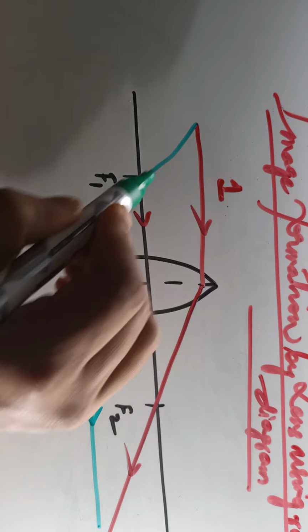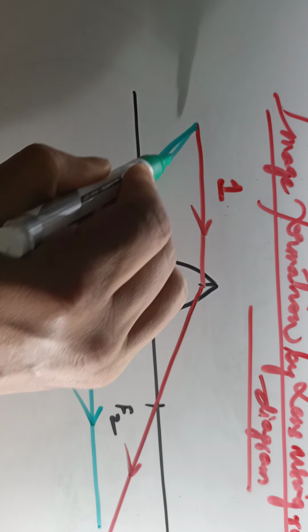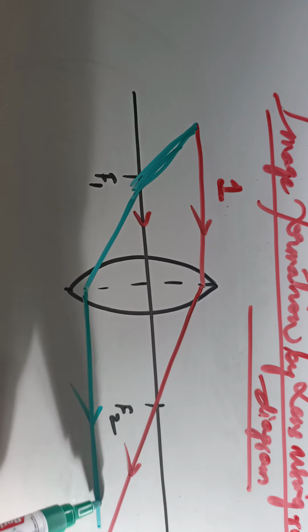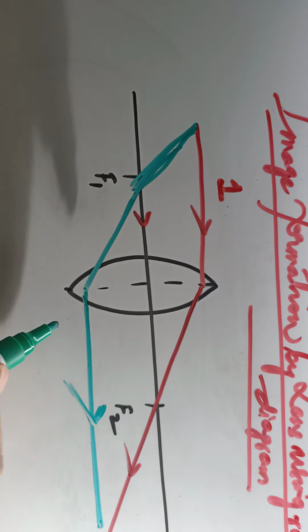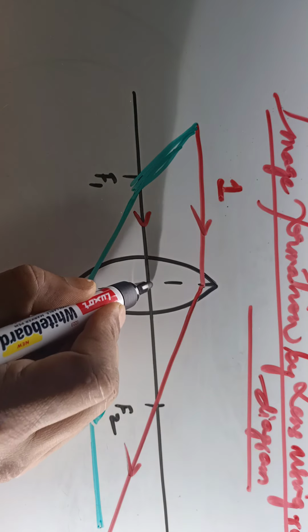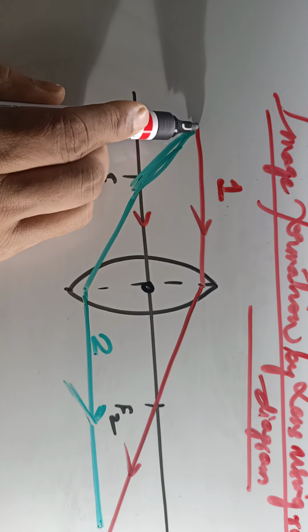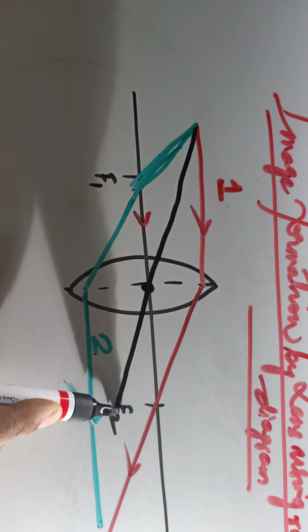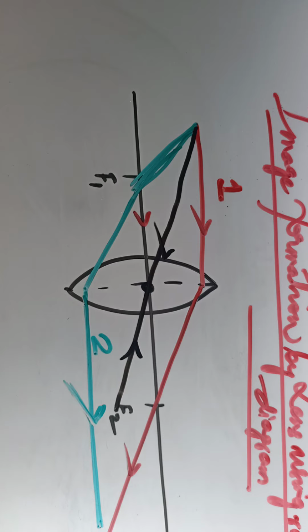You can see here a ray of light which passes through the focus becomes parallel to the principal axis. So keep this in mind. This is rule 2. Then third one is a ray of light which passes through the optical center. This is O. So a ray of light which passes through the optical center will take the straight path and follow the same path back.